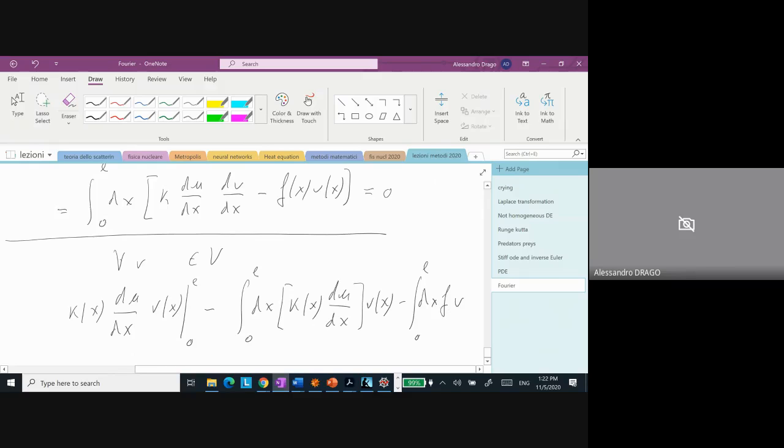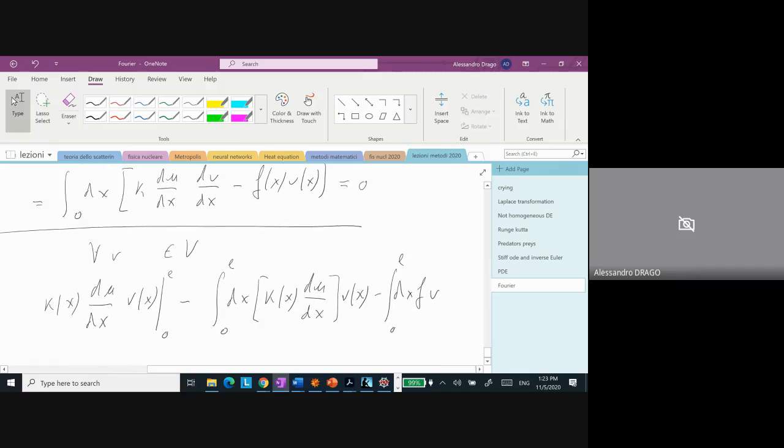We know that this is 0 for whatever V satisfying the boundary conditions. So this is 0 for all V satisfying those boundary conditions. This means that the first term is again 0, because V(0) is equal to 0 and V(L) is equal to 0.